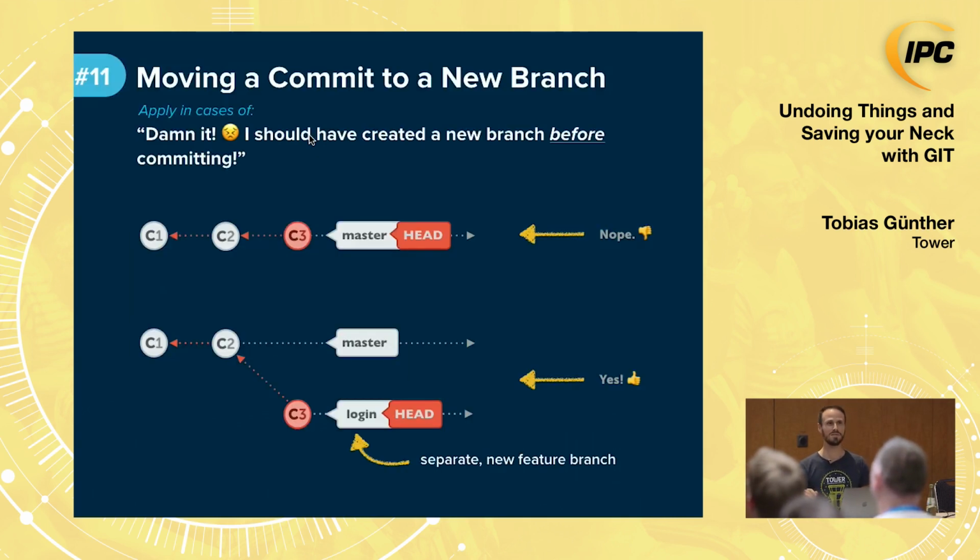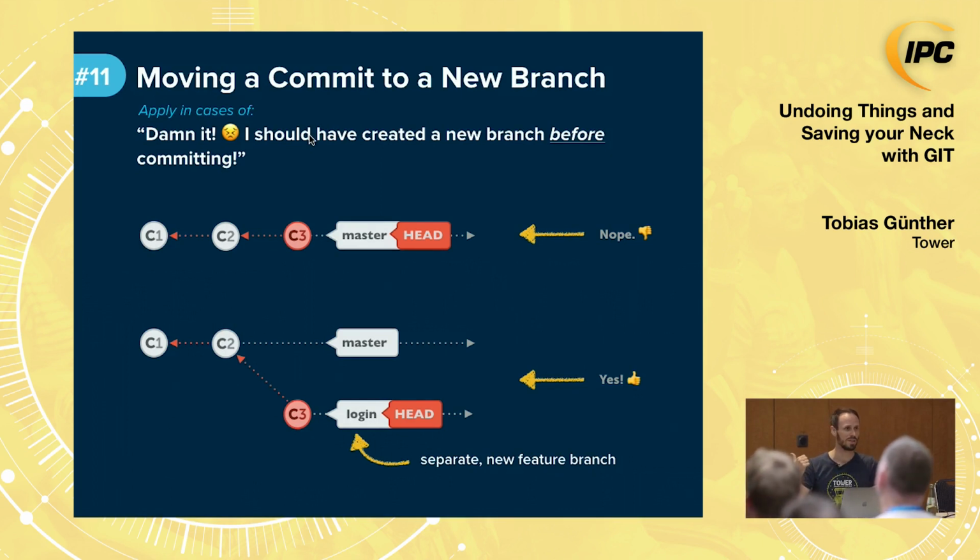For example, number 11. Okay, keeping it slow, no problem. Moving a commit to a new branch. So in most teams or in many teams, there's a convention that says don't commit directly on the master branch. Don't know how it is in your teams, but that's pretty common. And still we do because we forget.